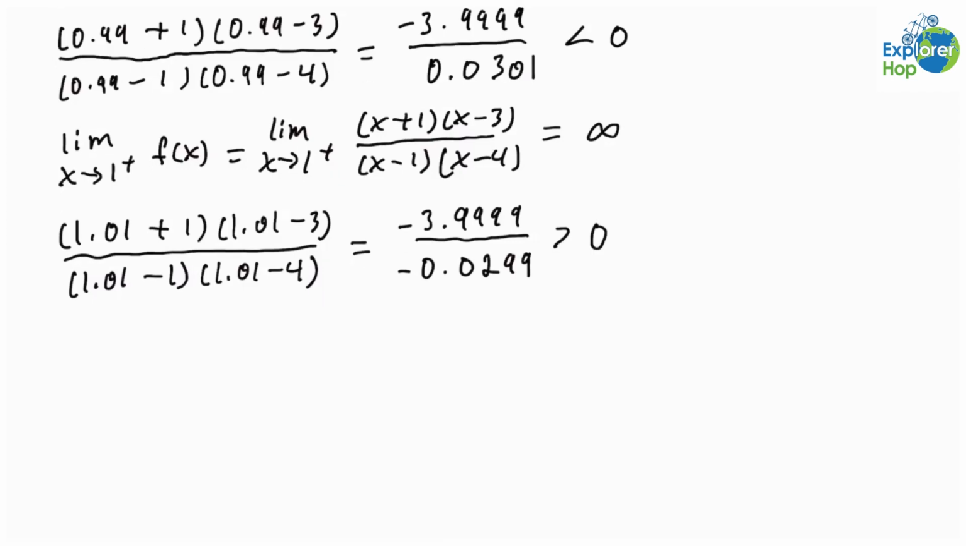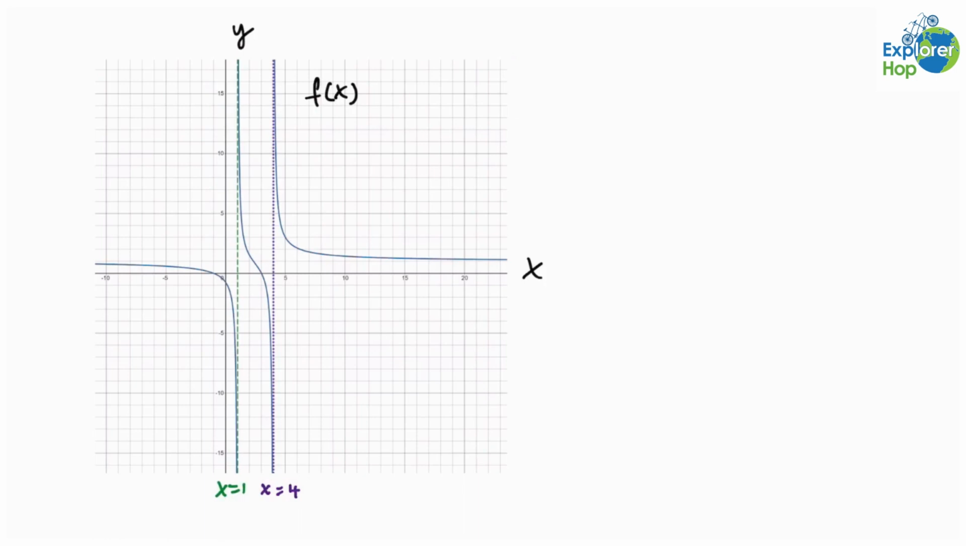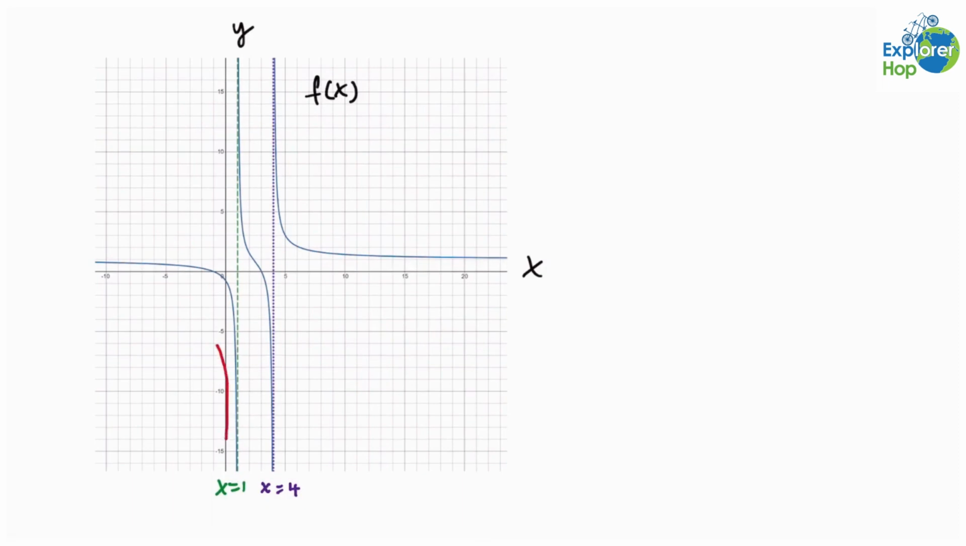These limits show that there clearly is a vertical asymptote at x equals 1. And we could have also done the same thing for x equals 4. So here's what the graph of the function looks like. Notice that our limits are correct. We can see that as x approaches 1 from the left, f of x approaches negative infinity. And as x approaches 1 from the right, f of x approaches positive infinity.